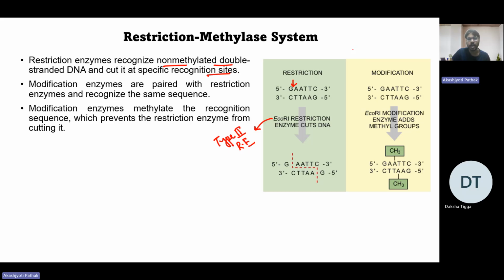There is one subunit, and there are DNA methyltransferases basically. These are DNA modifying enzymes. With the help of this enzyme, the methyl group is transferred onto the adenine nucleotide, and the restriction enzymes are paired with this modification enzyme. Modification enzymes methylate the recognition sequence, which prevents the restriction enzyme from cutting it.